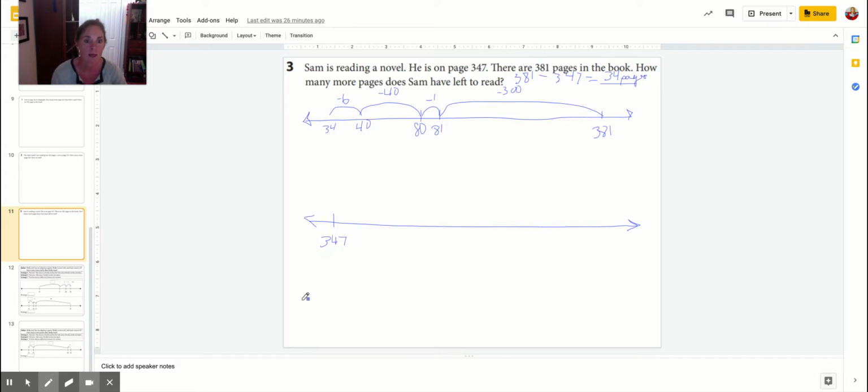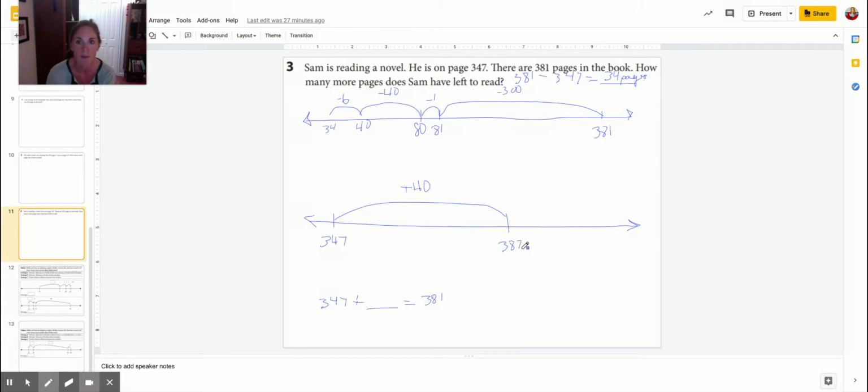And the way that you could write this as an equation is 347 plus blank equals 381. This is the difference right here, right? What do you need to add to this to get that? So 347, we could go ahead and add 40. You want to try it? What happens if you add 40 plus 40? I like that because 4 plus 4 is 8. Does it get us to the right spot?